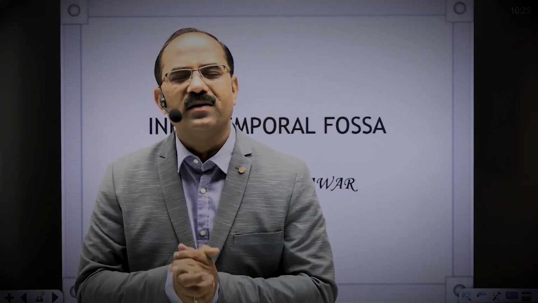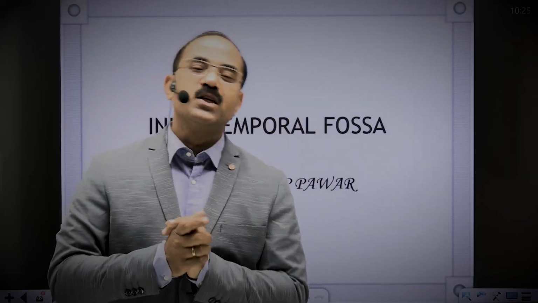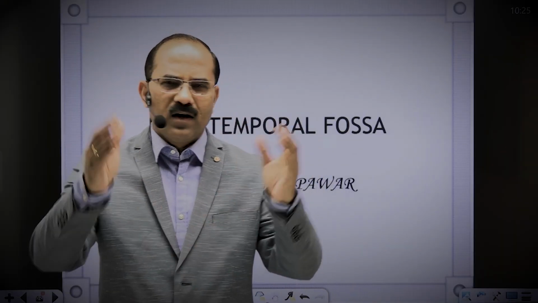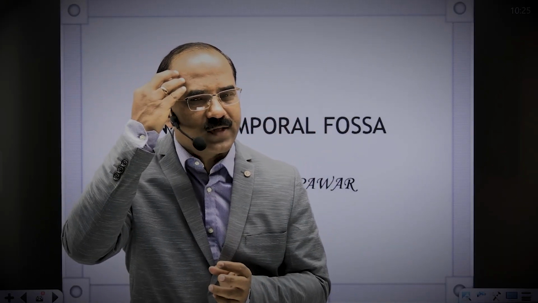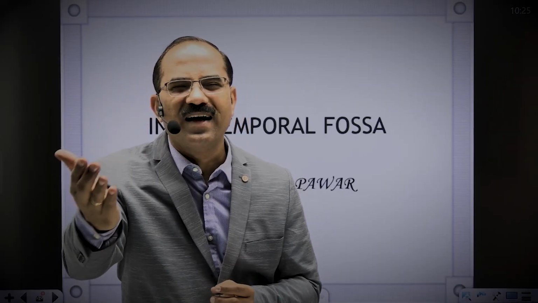So hello students, and let us now understand the infratemporal fossa, a very important topic from MCQ point of view. Students, let us begin. Now, what is this fossa? This fossa where the muscle temporalis is located. What do you call this fossa as? Yes, the temporal fossa. Correct.